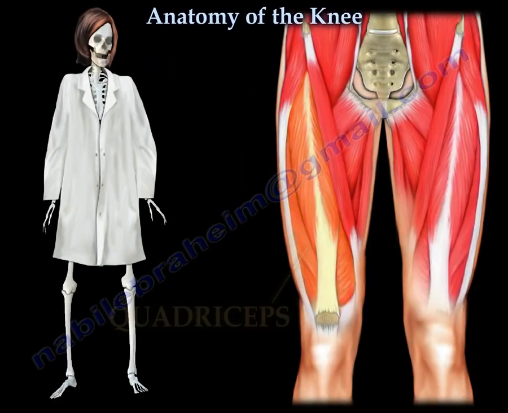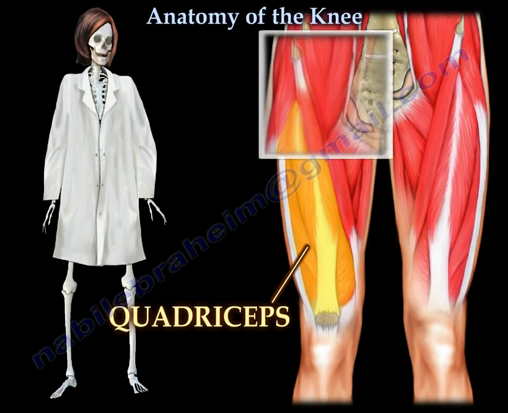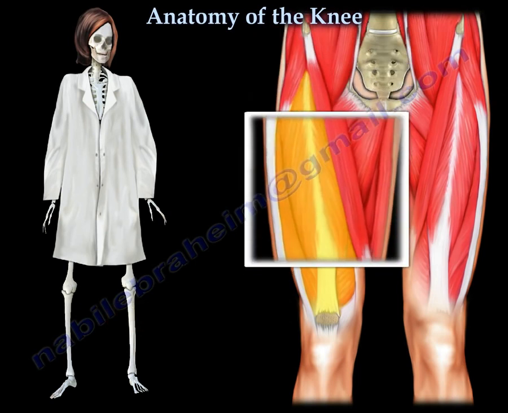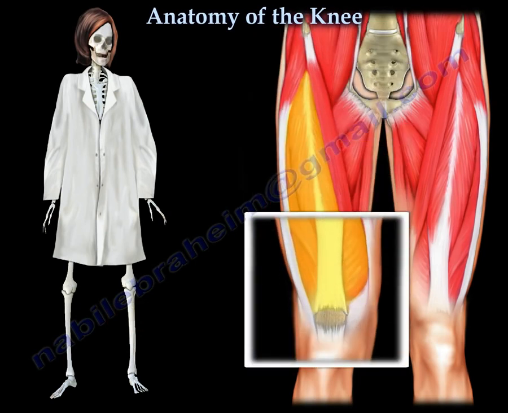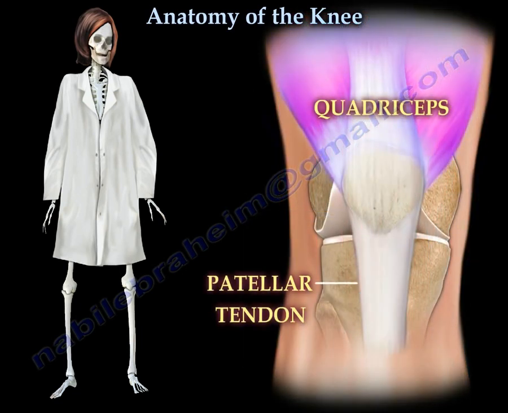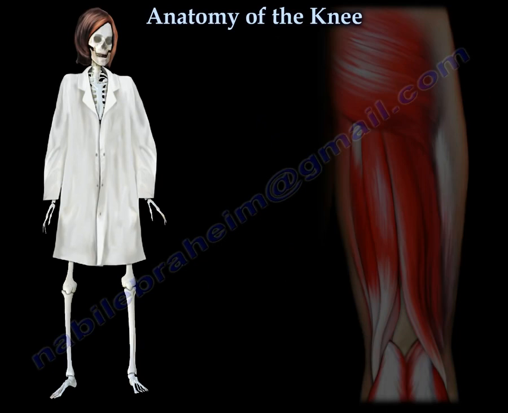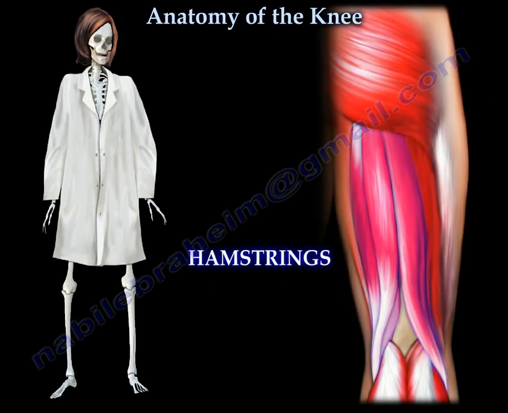In front of the knee, the quadricep muscle is attached to the patella. The patellar tendon arises from the patella and inserts into the proximal tibia. The hamstring muscles are shown here at the back of the knee.